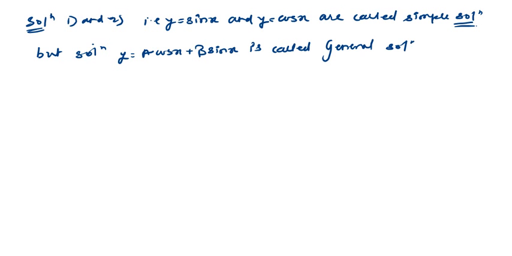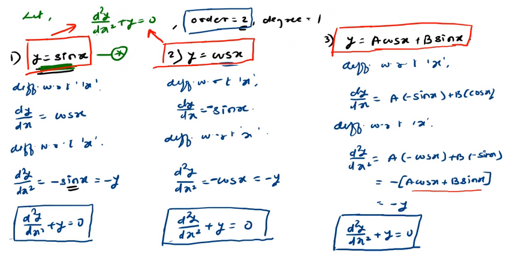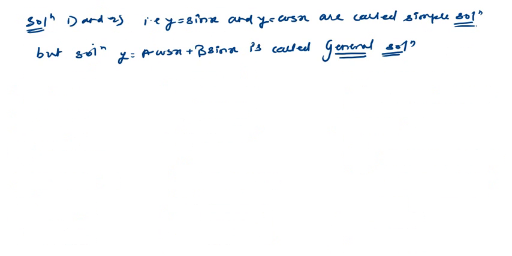Now why will this be called the general solution? Because it contains some arbitrary constants. And what are the arbitrary constants? A and b. I can assign any value for a and b. That is why it is called the general solution. Because it involves these terms like a and b, it is called the general solution of the differential equation.